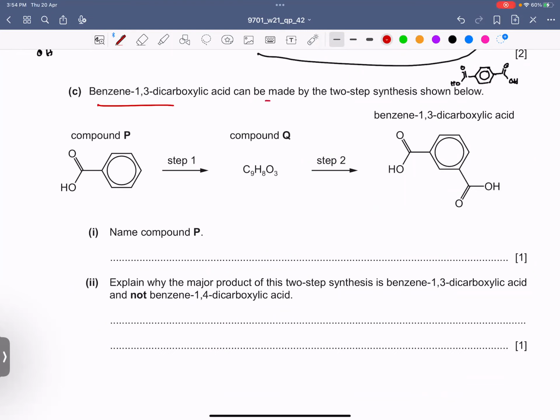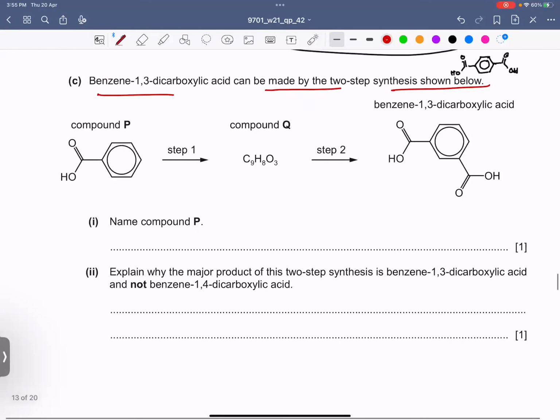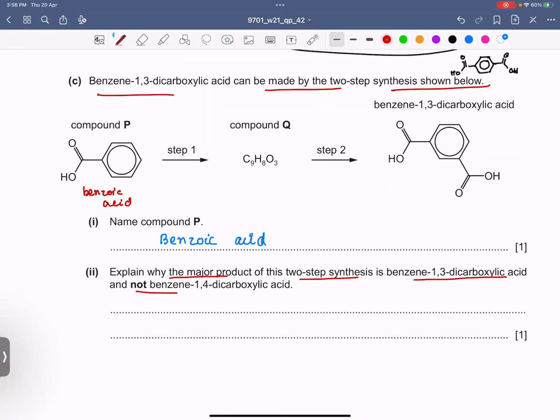Benzene 1,3 dicarboxylic acid can be made by the two-step synthesis shown below. Okay, and when we have compound P, if you see a benzene having a carboxylic acid, I can call it benzoic acid. And in step 1, it turns into C9H8O3. Name compound P. So we know the name of compound P, that it's benzoic acid. Explain why the major product of this two-step synthesis is benzene 1,3 dicarboxylic acid, not benzene 1,4 dicarboxylic acid.